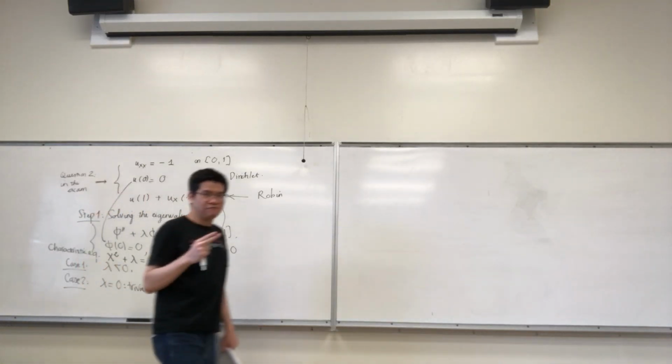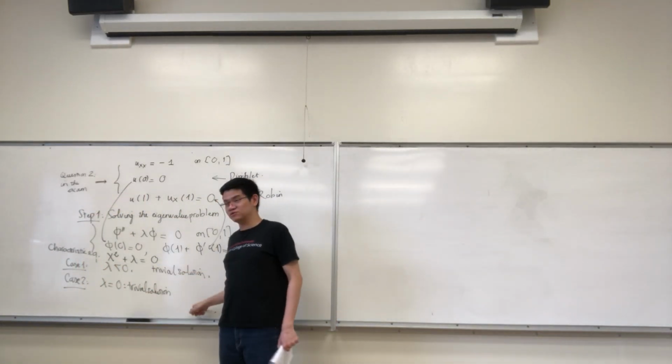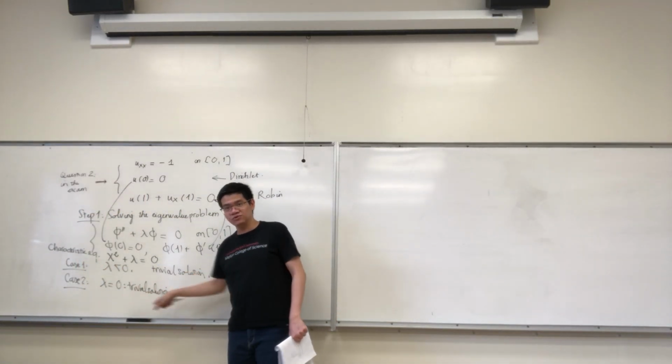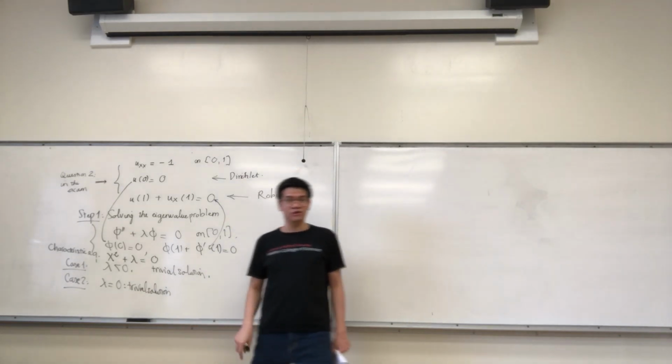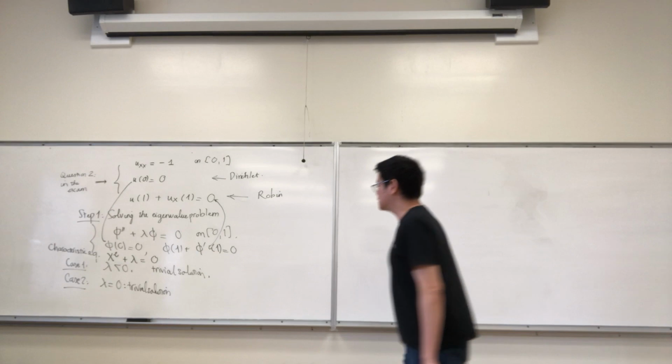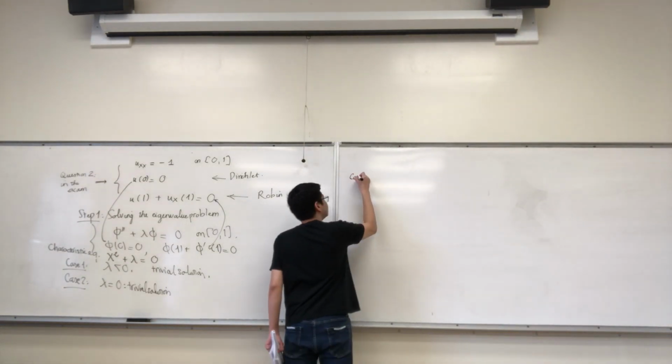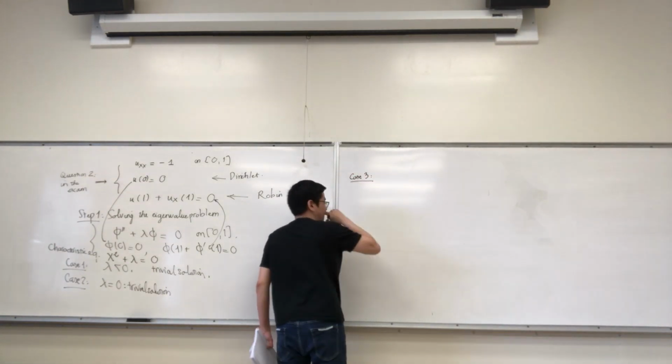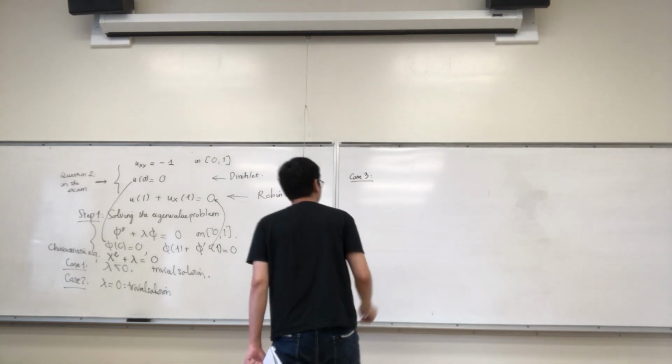There are two cases. If lambda is negative, you have a trivial solution, and if lambda is 0, you also have a trivial solution, right? So this is what we did in the previous class. Case number 3. So you have lambda is positive.